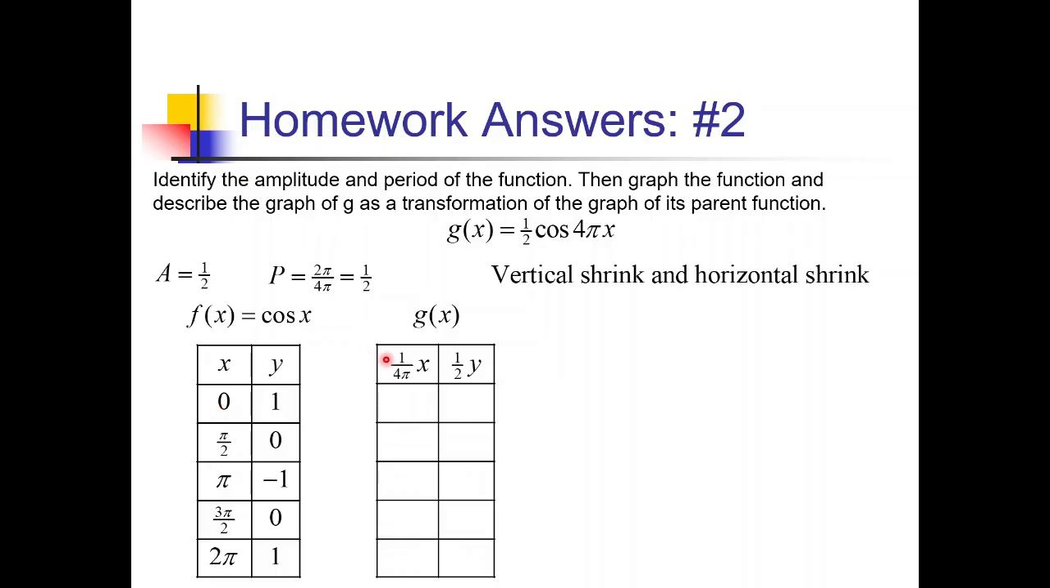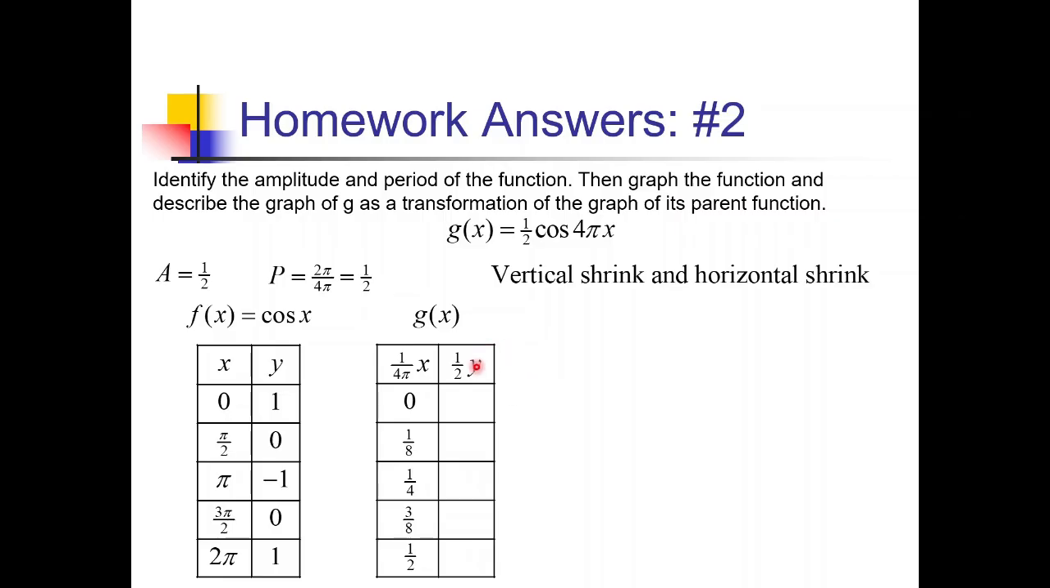So 0 times 1 over 4 pi is 0. And then we have pi over 2 times 1 over 4 pi. The pi's are going to cancel. We have just really 4 and 2 in the denominator, so that's going to be 1/8. And now pi over 4 pi is going to give us 1/4. This will be 3/8. And then for this last one, 2 pi over 4 pi gives us 1/2, just like it did up there.